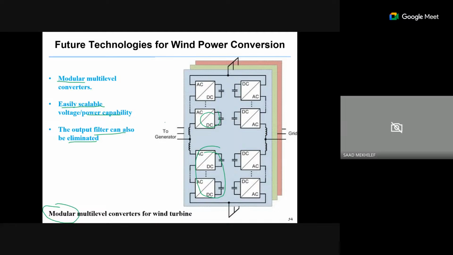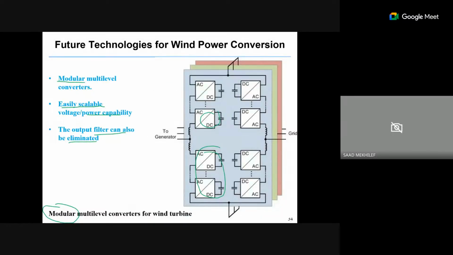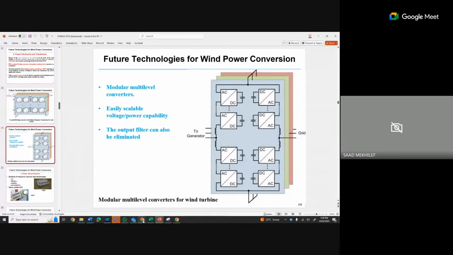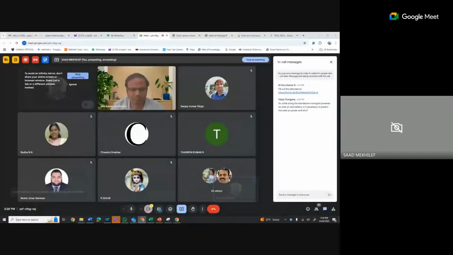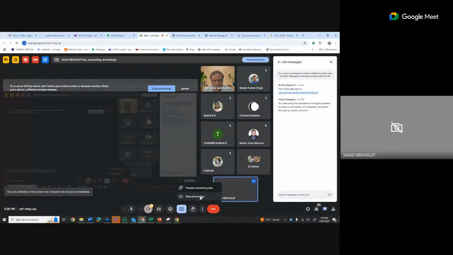I have one PhD student who works on this. Maybe if I can find it, I will share it with you. Let me stop presenting and check this. Others, please continue, ask questions if you have. Let me look for this, not this one. Yeah, this is just to address the issue of the circulating current.